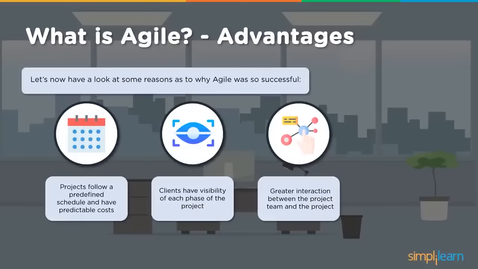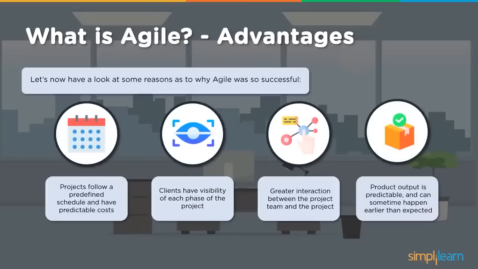This gives the team, the Scrum Master and the product owner visibility into what is complete and what needs to be completed, and it helps the project manager or Scrum Master provide the necessary inputs, with better visibility to the customers and stakeholders as well. Product output is predictable and can sometimes happen earlier than expected.